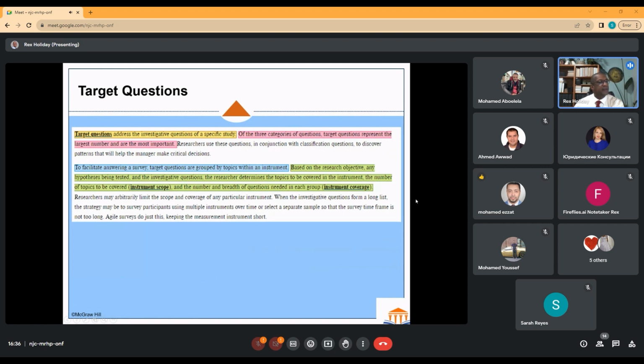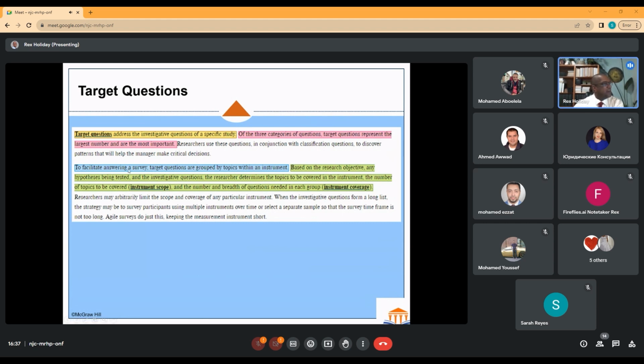All right. Let's go on. So here are the target questions. All right. And it's just what it says, right? It's going to zero in on specific areas and topics. So target questions address the investigative questions of a specific study. Okay. Of the three categories of questions, target questions represent the largest number and are the most important. Okay, that's why I put that in red. That's important to remember that.